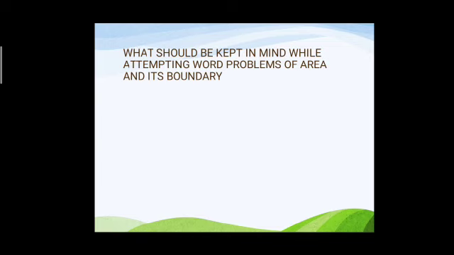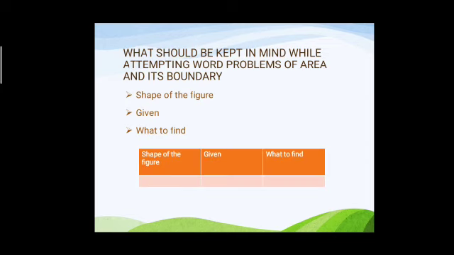There are three main things that you should keep in mind while attempting the word problem. Number 1 is the shape of the figure. Number 2, what is given to you. And number 3, what you have to find. This you can do in this tabular form. Let's move ahead to the word problem.